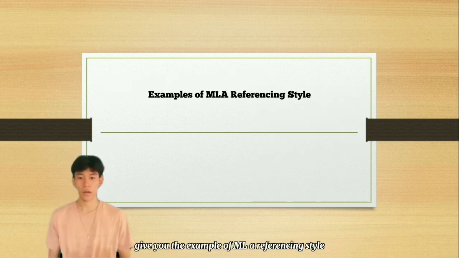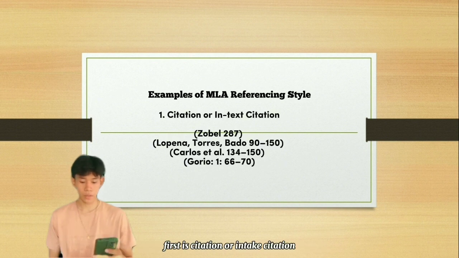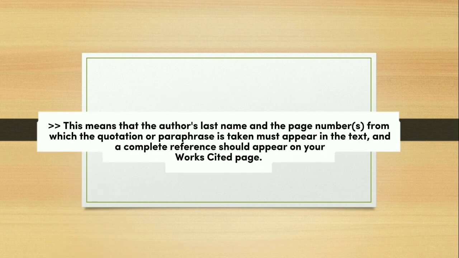So now, I will give you the example of MLA referencing style. First is citation or in-text citation. This means the author's last name and the page numbers from which the quotation or paraphrase is taken must appear in the text, and the complete reference should appear on your works cited page.